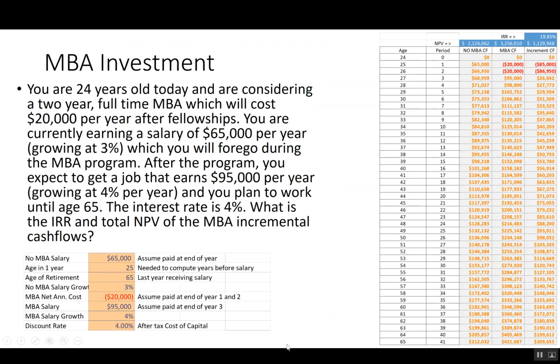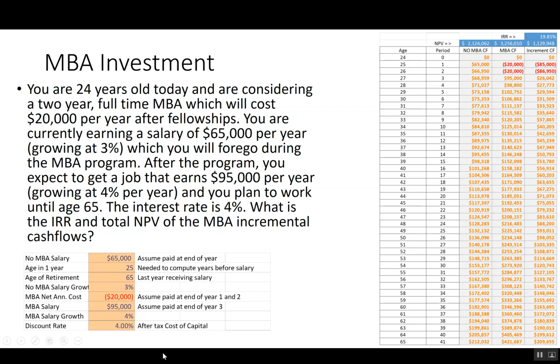Let's do another example. Let's calculate the NPV of a residential MBA investment. Let's pretend you're 24 years old today. Happy birthday. You're going to be 25 in 1 year. The MBA is going to cost you $20,000 per year after your fellowships. You're currently earning a salary of $65,000, which you expect to grow at 3% if you never get an MBA. However, you're going to forgo that for 2 years if you get an MBA. And after the program, you expect to get a job that earns $95,000 a year, growing at 4% per year. And then you plan to work to age 65. Let's assume that the discount rate is 4%. What is the IRR and NPV of the MBA investment?